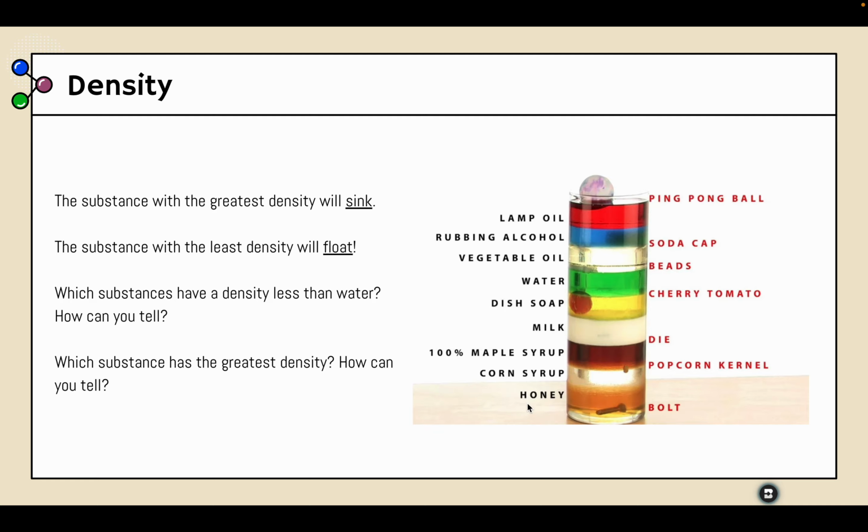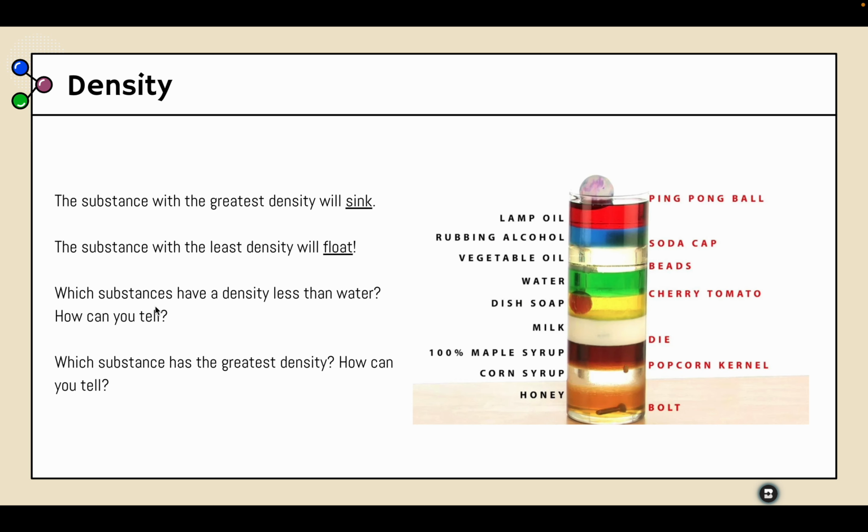Honey is what we say is super viscous, right? It's super thick. So honey will find itself at the bottom, okay? The substance with the least density will float. And that makes sense, right? Because ping pongs are hollow, right? There's a ton of air inside them. So they're going to float all the way at the top, okay?